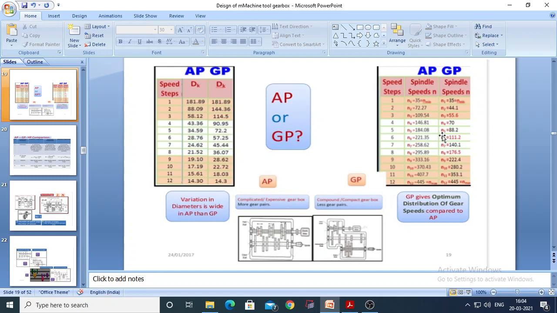And the second better advantage is the better gearbox design feature having the geometric progression ratio. Because if you also look at the phi value, this phi value is constant in geometric progression, but in the arithmetic progression you will get variation in the phi value.